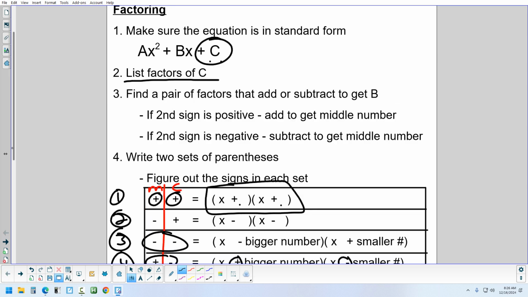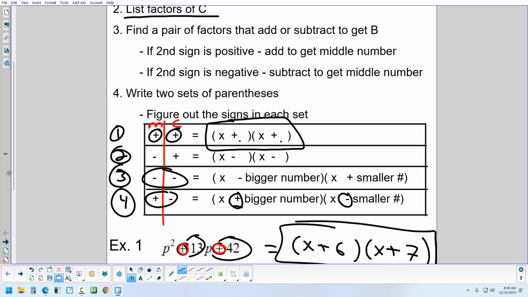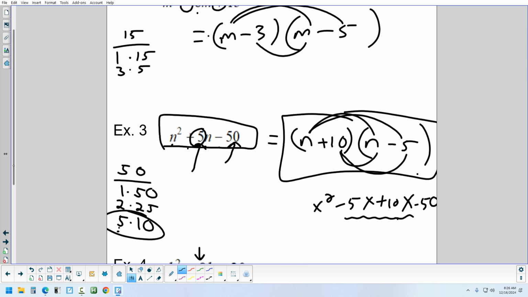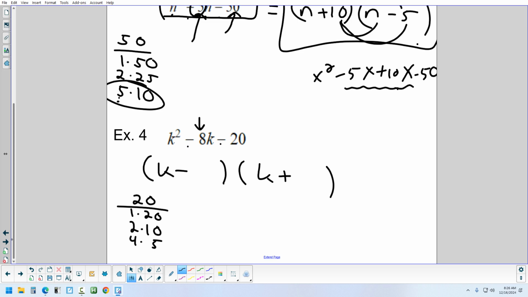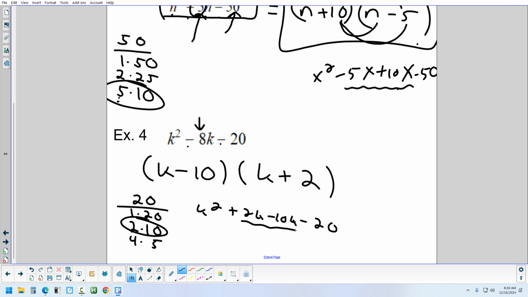Let's look back at row 3. Subtract the bigger number, add the smaller. So subtract the bigger. Which number is bigger in the pair that we picked? Subtract the bigger, add the smaller. Let's check it. That's k squared plus 2k minus 10k, and negative 10 times 2, negative 20. Combine like terms. 2 take away 10 is negative 8. Perfect.